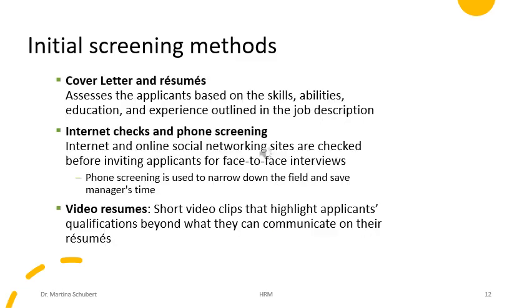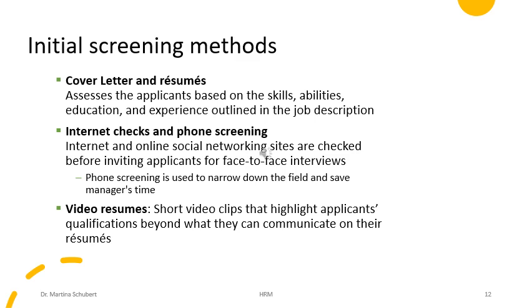Other methods which are used for the initial screening are, like we said, the cover letters and the resume, which you send to the organization via email, e-recruiting or however. Then it's internet checks and phone screening.